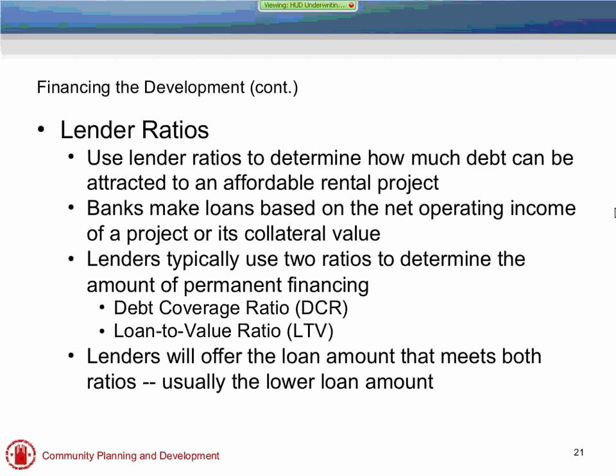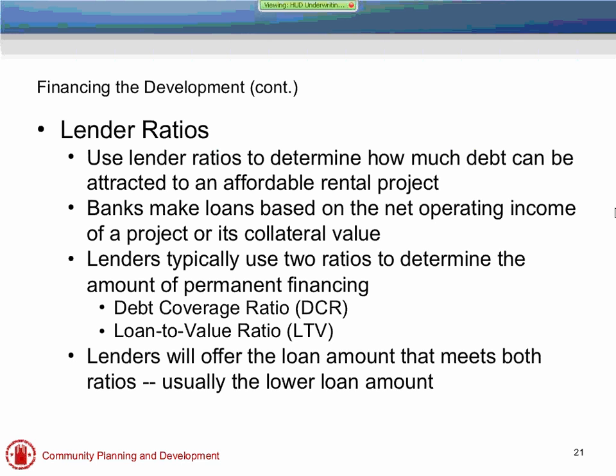Now, that is one of the ways that equity investors determine how much money they're willing to invest in a piece of income-producing property. It's the amount of cash flow that comes back to them.